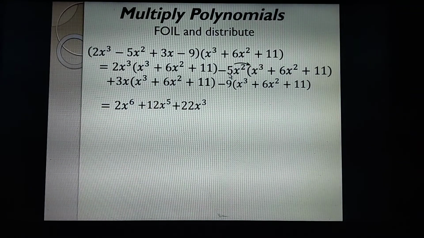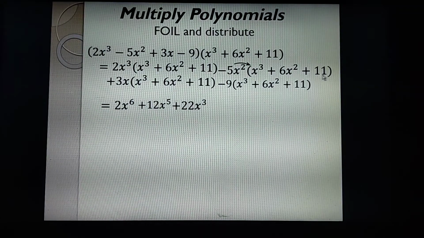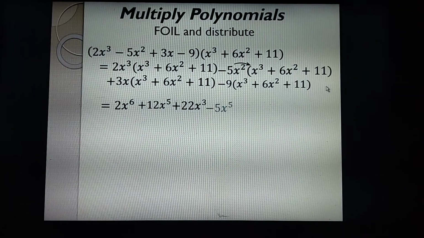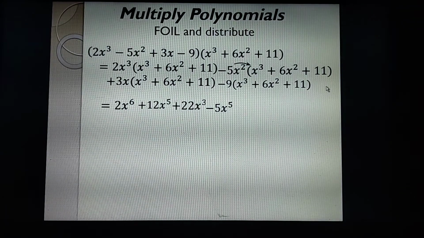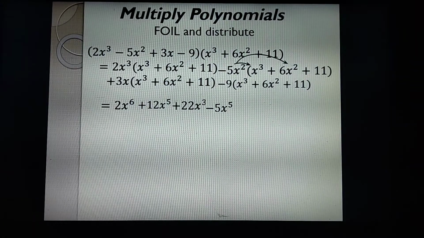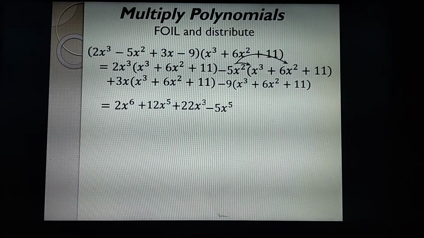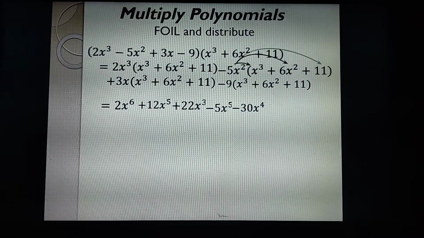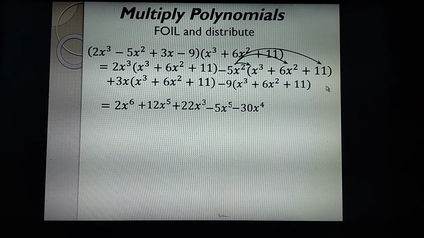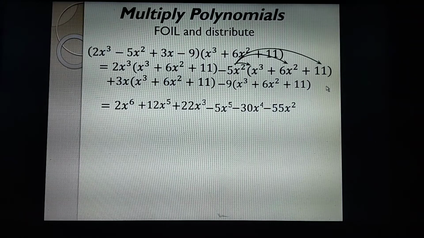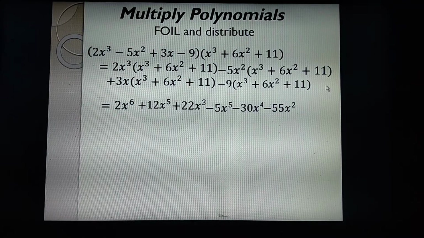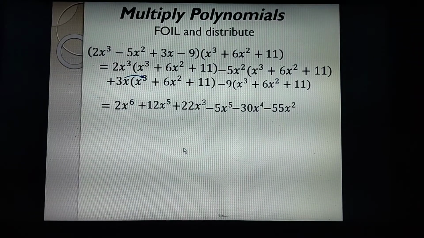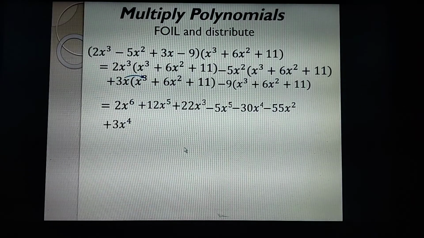So I'm focusing on distributing the negative 5x squared through here. Negative 5x squared times x cubed is negative 5x to the 5th. Negative 5x squared times 6x squared is negative 30x to the 4th. Negative 5x squared times 11 is negative 55x squared. Done with that second problem. I'm going to focus on this third one here. So 3x times x cubed gives me 3x to the 4th.